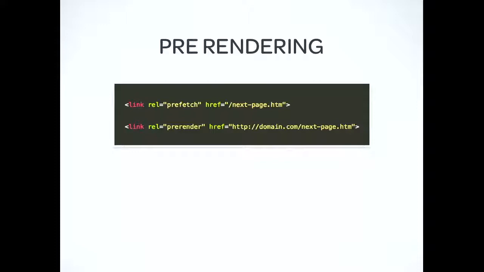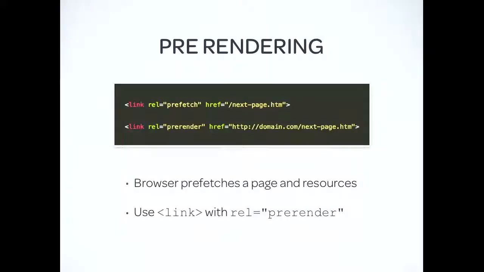Now, pre-rendering extends the concept of prefetching. It not only downloads the page, it also downloads all the resources in the background as if the page was being displayed by the browser, without actually showing it until the user clicks to it. Now, from a user perspective, the page loads much faster. We can trigger pre-rendering by inserting a link element with a rel attribute of prerender.